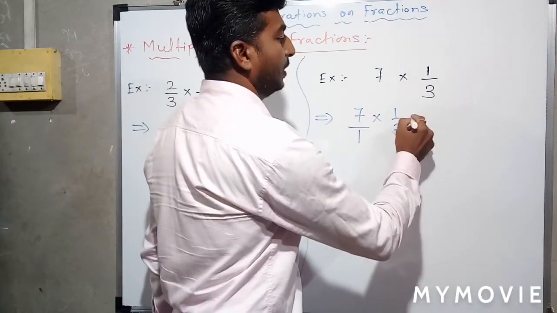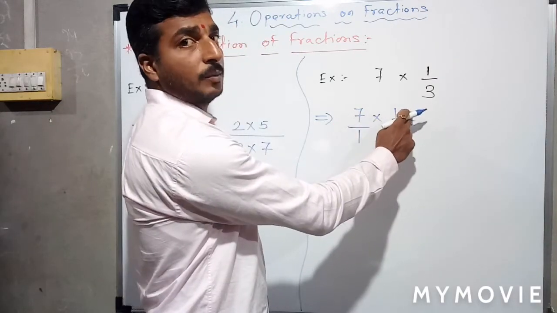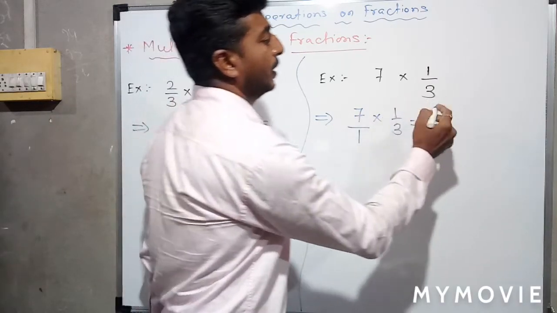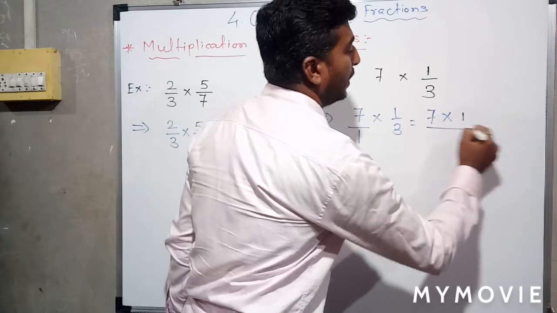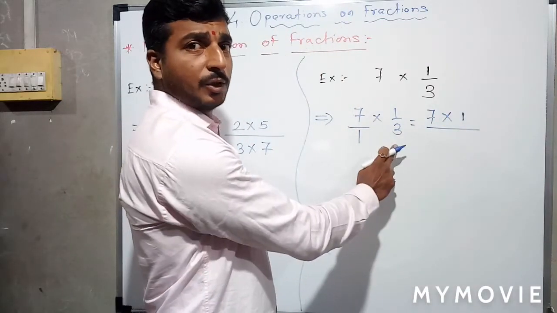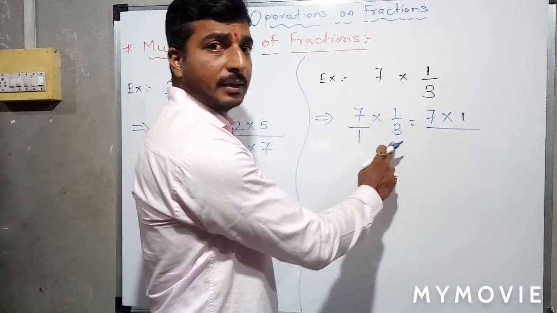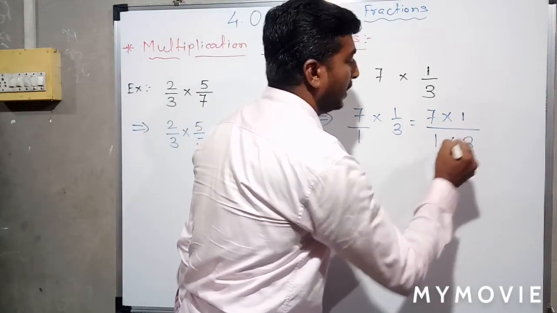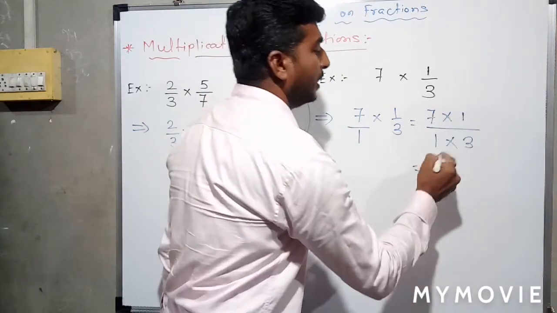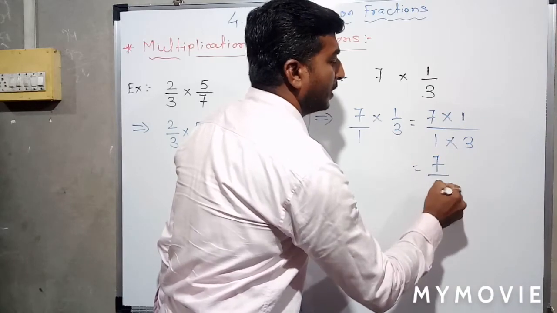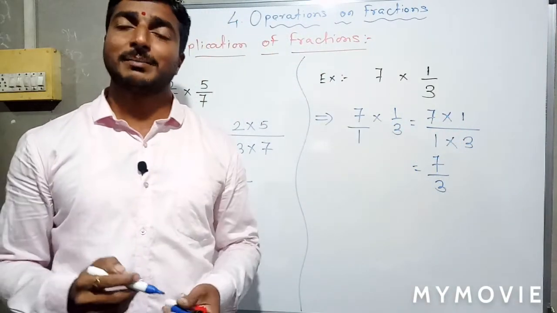So that is equal to numerator multiplied by numerator. What are the numerators? 7 and 1. So 7 into 1. Denominator into denominator. What are the denominators? 1 and 3. So 1 into 3. So that will be equal to 7 ones are 7, 1 three is 3. In this way your multiplication is completed.